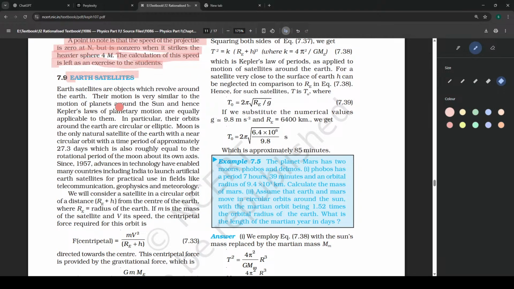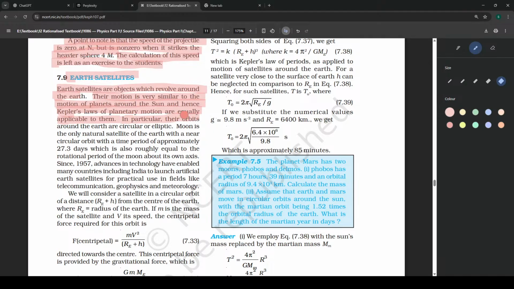Earth satellites. Earth satellites are objects which revolve around the Earth. Their motion is very similar to the motion of planets around the Sun, and hence Kepler's laws of planetary motion are equally applicable to them. Satellites revolve around the planets similar to how planets revolve around the Sun. Because of that, Kepler's laws, which were originally for planets, are even applicable for satellites. That's what they're saying here.